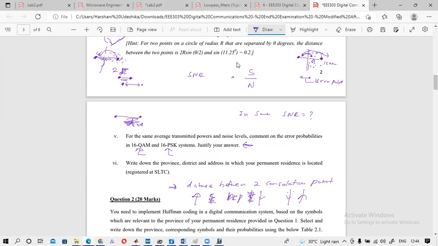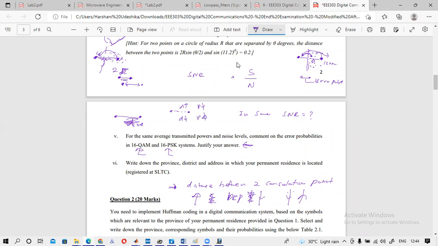So are you okay with this? Can you understand? Okay, I will repeat it again. If you have two symbols, and the distance between the two signals is higher, you will have a very low error probability. But if this distance is very low, you will have a much higher error probability.